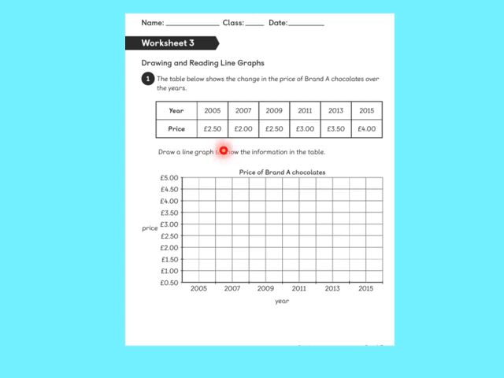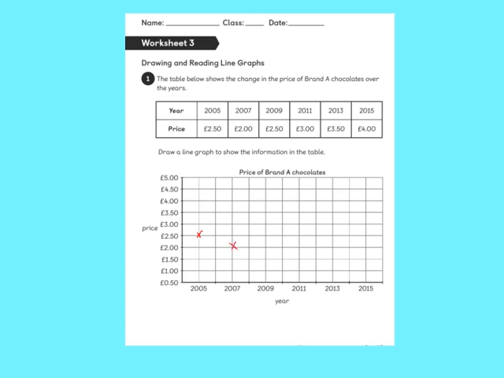So the first piece of information I need to put on my line graph is that in 2005 the price of the chocolates was £2.50. So I come to 2005 and then I will need to travel straight up until I come to £2.50. And what I like to do is then put a little cross there so I know where it is. Now the next one, 2007, the price was £2. So I come along to 2007 and I need to go up, that's £1, £1.50, £2. So I can put another cross here.